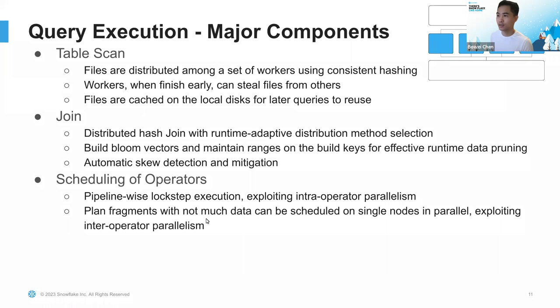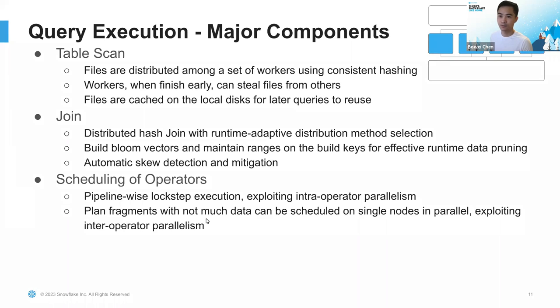Join is another really essential piece in the query execution layer. Snowflake implements a distributed hash join algorithm with runtime adaptive distribution method selection. This means that based on the runtime statistics, we can choose how we want to actually implement the distributed hash join. As a byproduct of processing the build side of the join, we also build Bloom vectors and maintain value ranges for the keys for effective runtime data pruning.